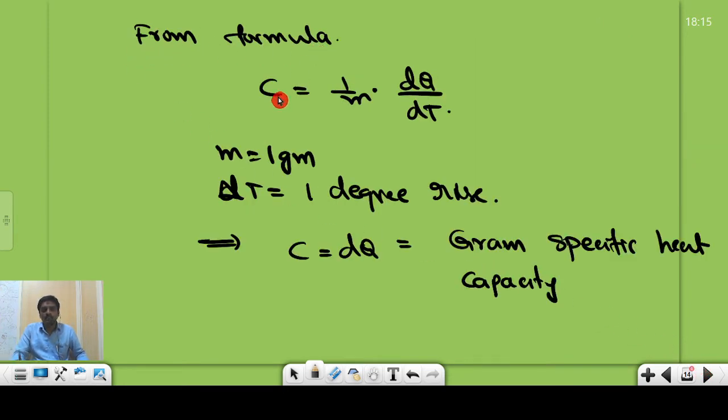The mathematical formula is C is equal to 1 by m dq by dt. Here we need to take the mass of the substance in grams. Then we need to increase the temperature by 1 degree. If mass is equal to 1 gram, the amount of heat required is nothing but the gram specific heat capacity.